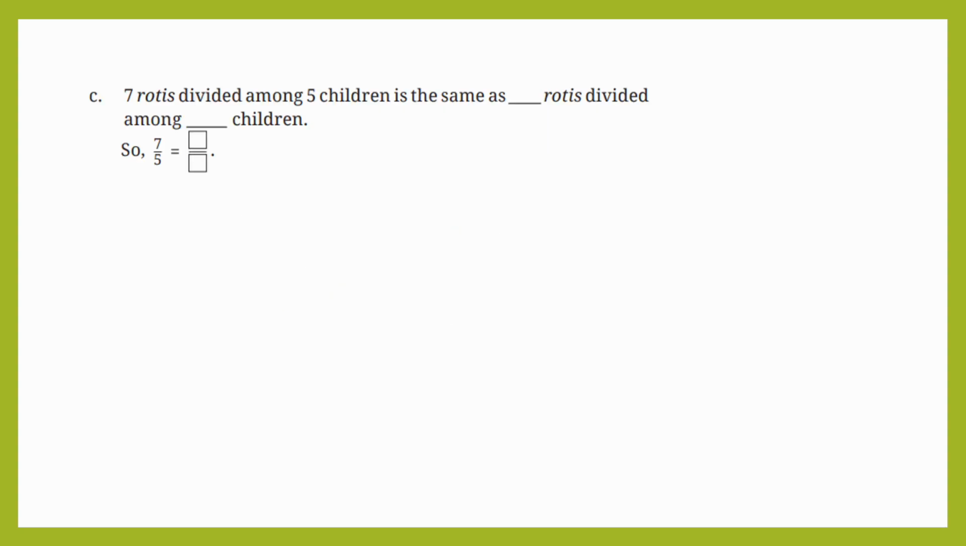7 rotis divided among 5 children is the same as dash rotis divided among dash children. So 7 rotis divided among 5 children, that is 7 by 5. This is same as dash rotis divided among dash children. So 7 by 5. Suppose you multiply by 2, then you have to multiply both numerator and denominator by 2. So 7 twos, 5 twos. 7 twos are 14, 5 twos are 10. So 14 rotis divided among 10 children.